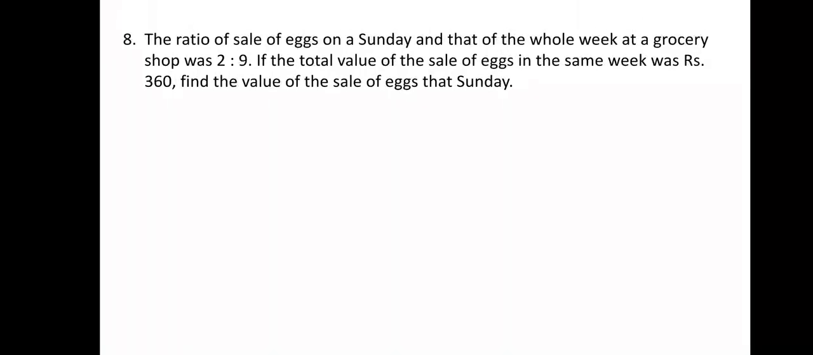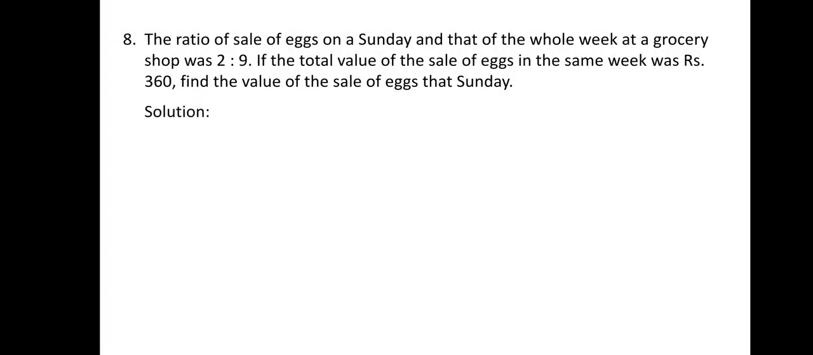So let's try to understand what the question says. So there is a shop, and the ratio of sale of eggs on Sunday to that of the whole week is 2 is to 9. That means if 2 rupees sale is on Sunday, then on the remaining number of days from Monday to Saturday, the sale is rupees 9. So in a similar way, if the total value of the sale of the eggs in the same week is rupees 360, then we have to find how much is the sale on Sunday.